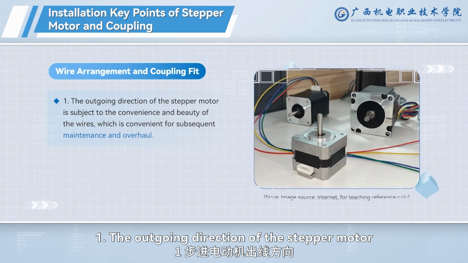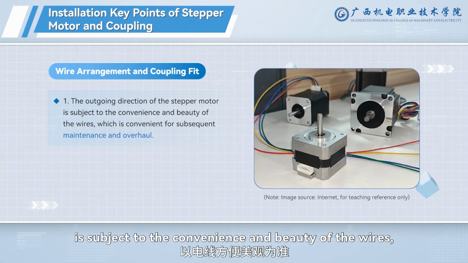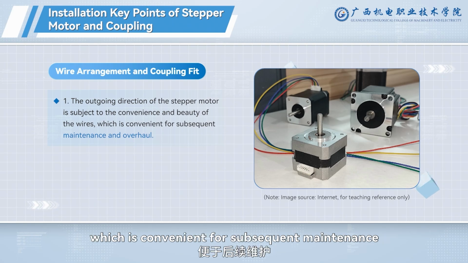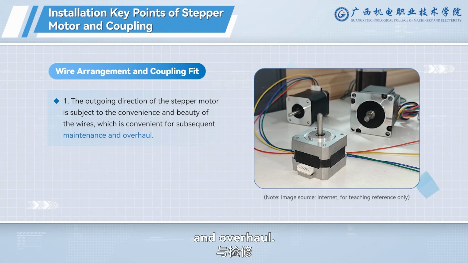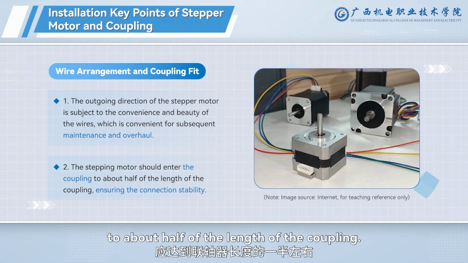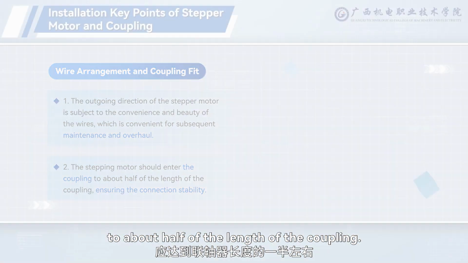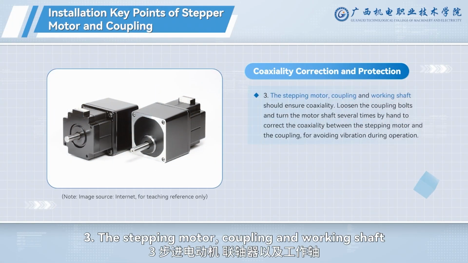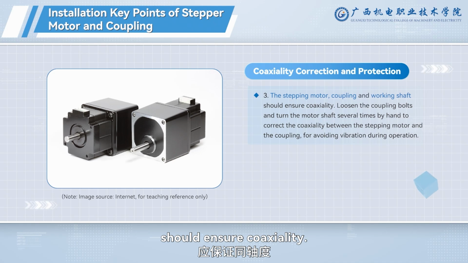1. The outgoing direction of the stepper motor is subject to the convenience and beauty of the wires, which is convenient for subsequent maintenance and overhaul. 2. The stepping motor should enter the coupling to about half of the length of the coupling. 3. The stepping motor, coupling, and working shaft should ensure coaxiality.